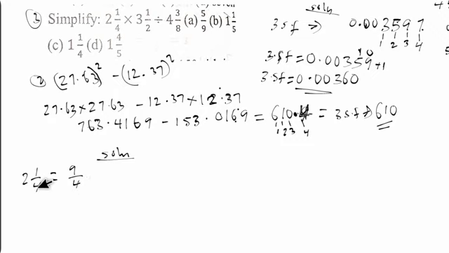The denominator is multiplied by the whole number. That is 4 times 2, that is 8, plus 1, that is equal to 9. So that is the 9 as the numerator, and write the denominator back, that is 4.